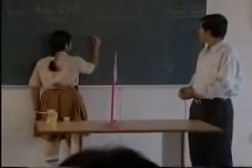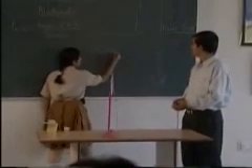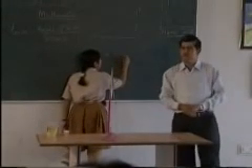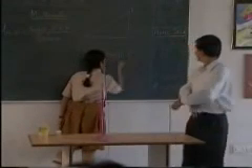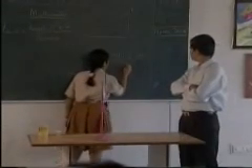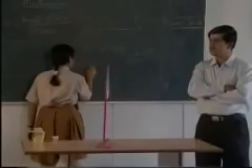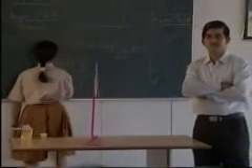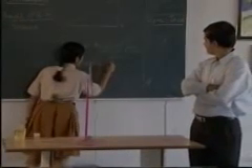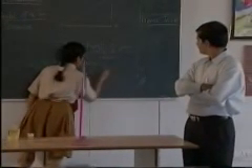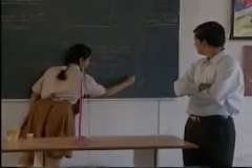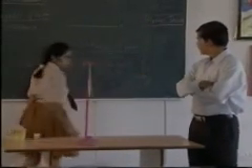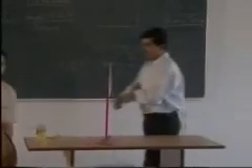Tan 60 is equal to root 3, which is equal to height of the fan upon 2 meters. So height of the fan is equal to 2 into root 3, that is 3.5 meters approximately. Good.